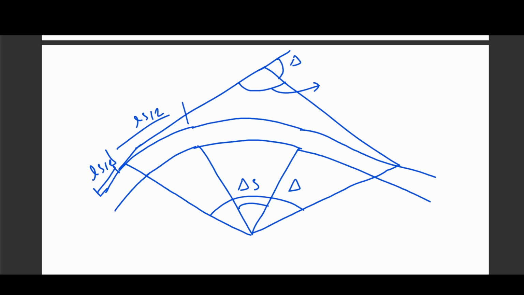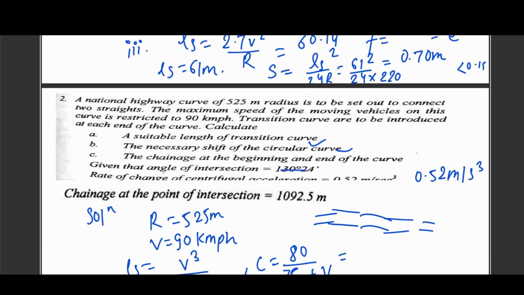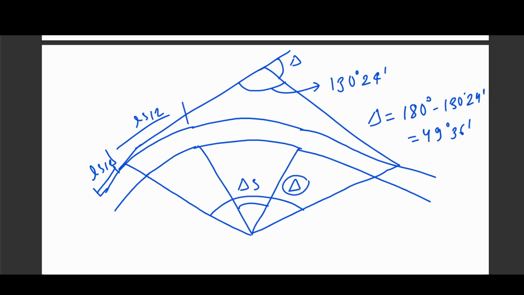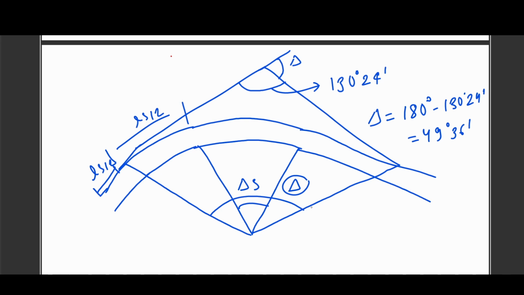So what is given in the question? It is 130 degree 24 minute. So 130 degree 24 minute is the value. So what will be the value of the deflection angle? It will be 180 degree minus 130 degree 24 minute, and the value of this would be 49 degree 36 minute. So we know the value of delta.